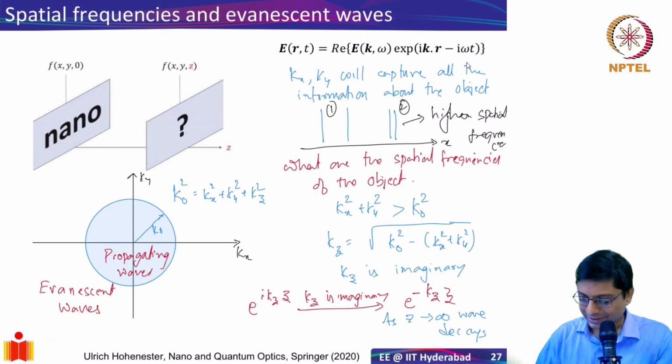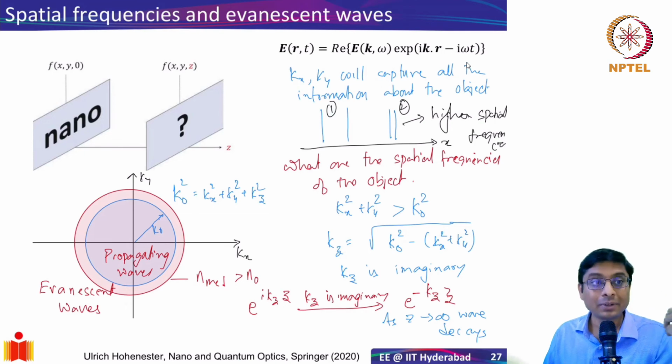So instead of this, I can draw one more circle. Let me do it in red. The circle is not going to look perfect, but I can define another structure, centered around this. So now, if I have a medium with, let's say, this is the second medium, n medium greater than n naught, 1, right? If you have such a medium, yes, definitely it will support.